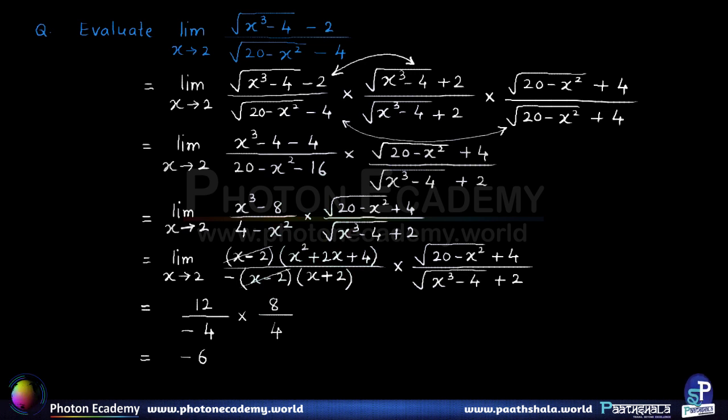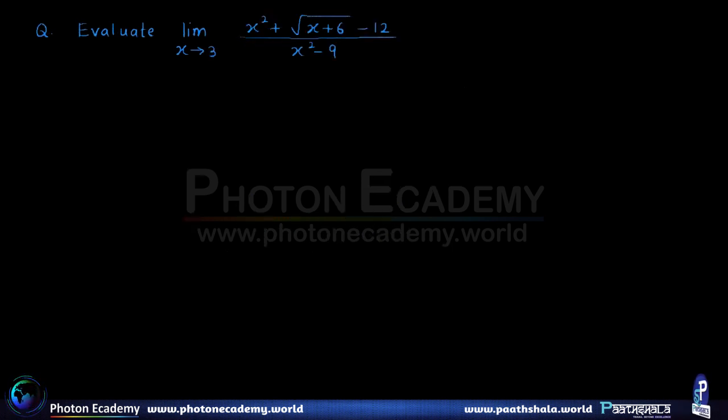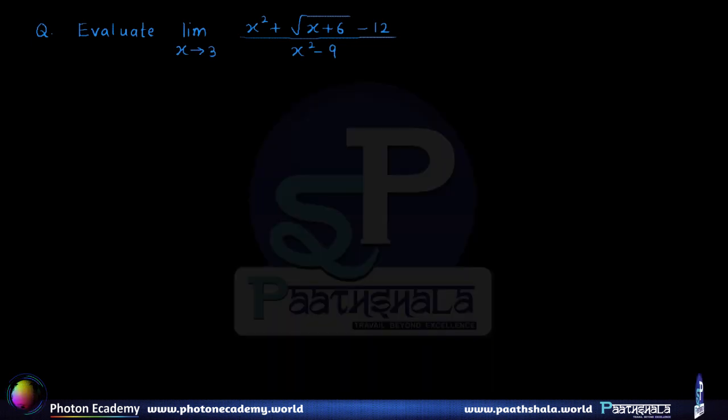Now let's see one more tricky sum in which we have to use the same method but in a slightly different manner. Now if you observe, we are given this particular expression, that is x square plus root of x plus 6 minus 12 whole divided by x square minus 9 as x tends to 3.